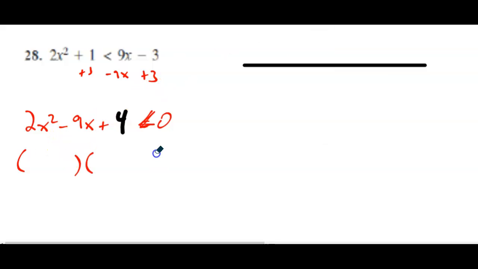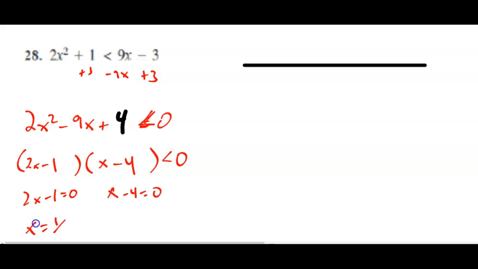Then you'll factor this. You'll get something like 2x minus 1 and x minus 4. Then you get 2x minus 1 equals 0 and x minus 4 equals 0. Here you get x equals 1/2, and here you'll get x equals 4. I might as well do the whole thing. I had no intent on doing it. But anyway, 1/2 and 4.